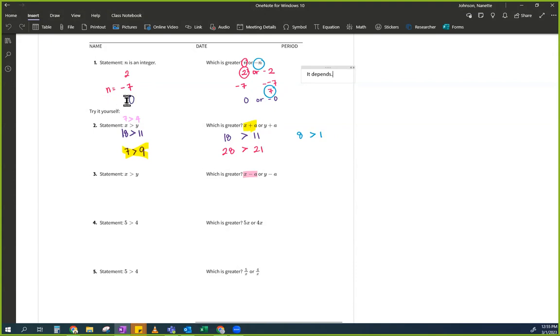So you want to check 0. Check 0 here, check 0 here, and see if it's still true what you put. Because we are already asked, which one is going to be bigger? If 5 is bigger than 4, which is greater, 5x or 4x? Or 5 over x or 4 over x? So check 0. That's my big question.